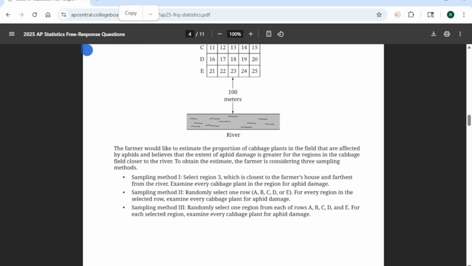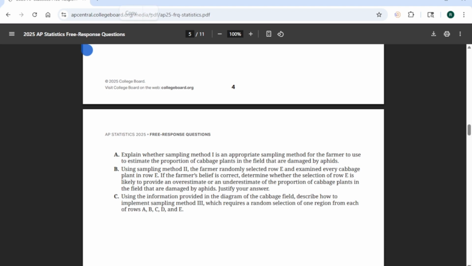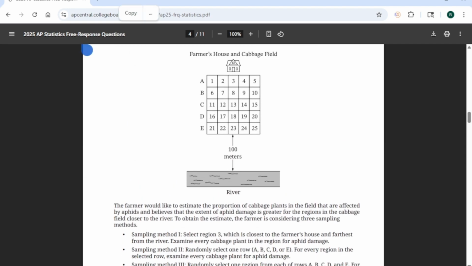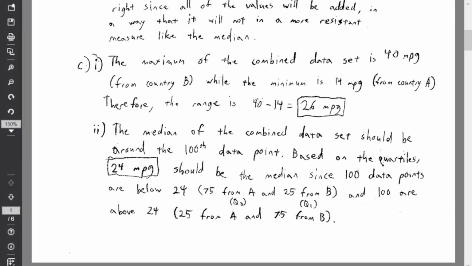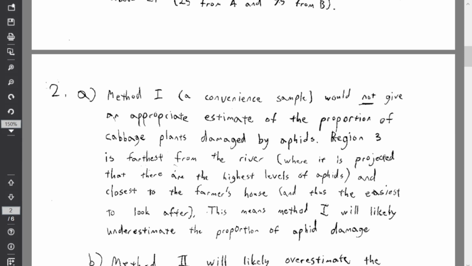One is basically a convenience sample. One of them tries to be basically a cluster sample, and one basically tries to be a stratified sample. So it asks for method 1, are we good to just select region 3, which is closest to the house, farthest away from the river? Probably not. That's a convenience sample.